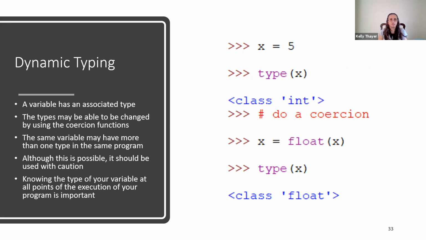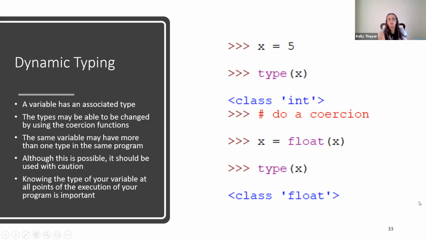Dynamic typing is this idea that Python can allow the type to be something different throughout the program. A variable has an associated type with it, and the types may be able to be changed by using the coercion functions on them. These same variables may have more than one type in the same program, although it's possible. This should be used with caution because your type could be unexpected, and then you may accidentally run the wrong code because your type is indicating a certain section of code. So knowing the type of your variable at all points in execution of your program is absolutely imperative.